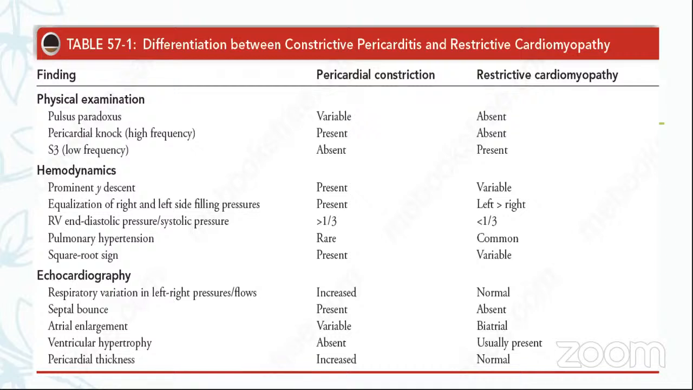Pulmonary hypertension is usually common in the restrictive type and rare in the constrictive type. The square root sign is usually present in constriction and variable in the restrictive type. Atrial enlargement is bilateral in the restrictive type and variable in the constrictive type. In the constrictive type, we usually see small cardiac chambers, which will not be enlarged in many cases. Pericardial thickening is usually increased in the constrictive type and usually normal in the restrictive type. You can review the table later also.